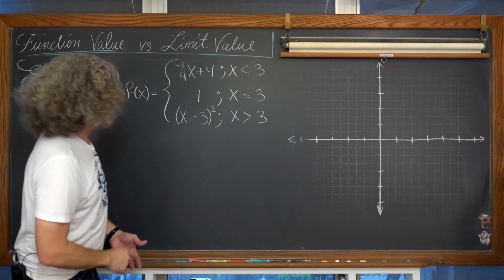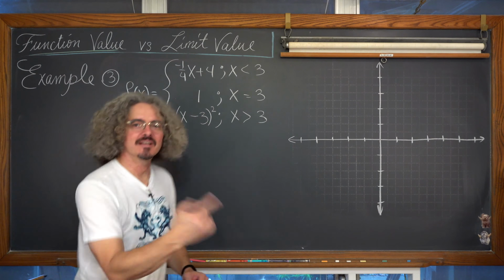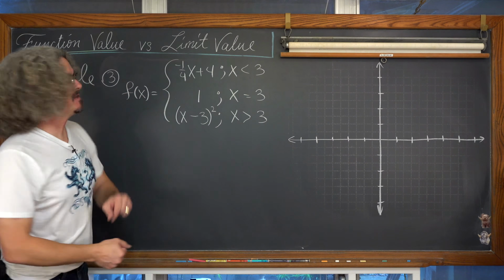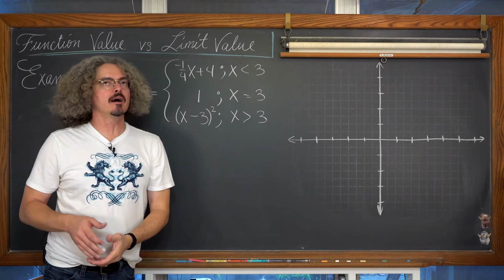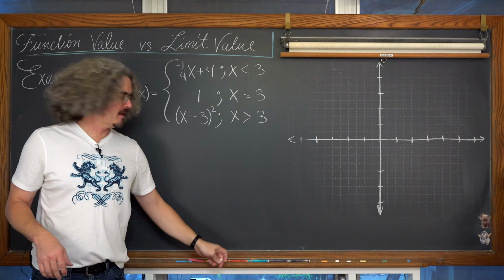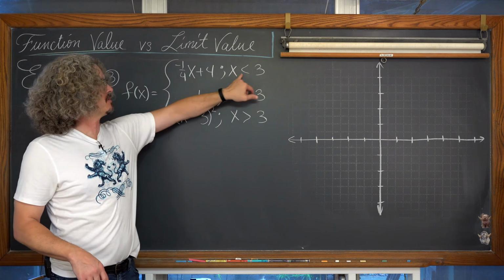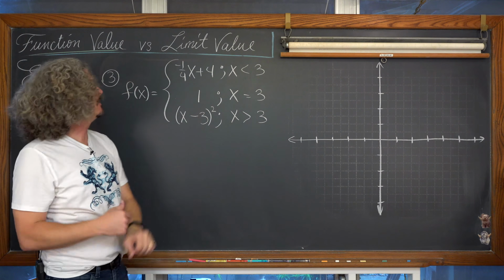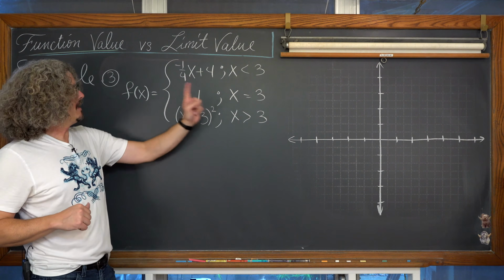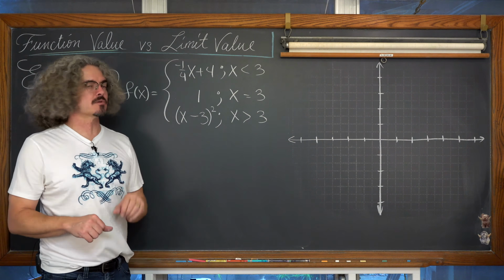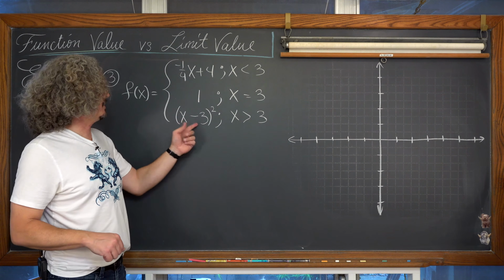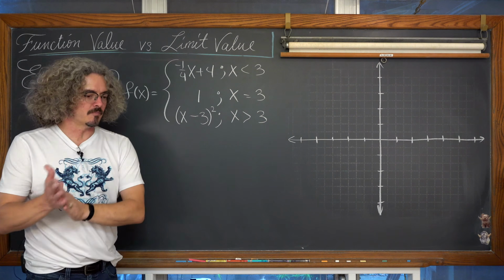Okay, so for our third and last example, we have a piecewise function. We have f of x is equal to negative 1/4 x plus 4. We're going to be using this first function when x is less than 3, or to the left of 3. When x is exactly 3, our piecewise function is going to give out an answer of 1. And when x is greater than 3, we have x minus 3 squared.